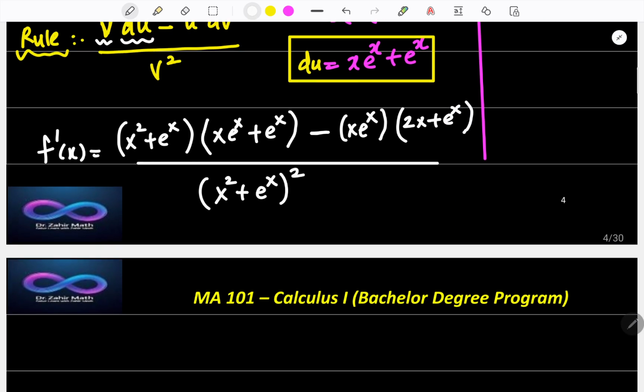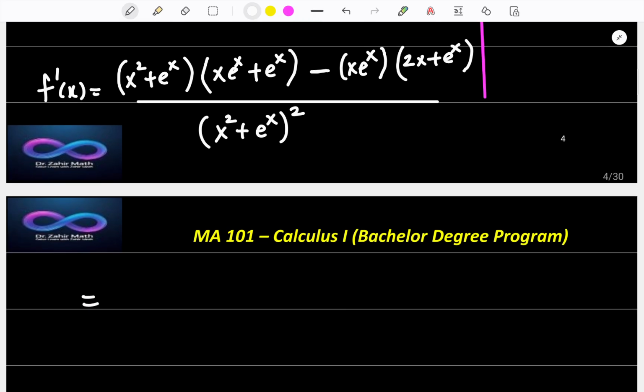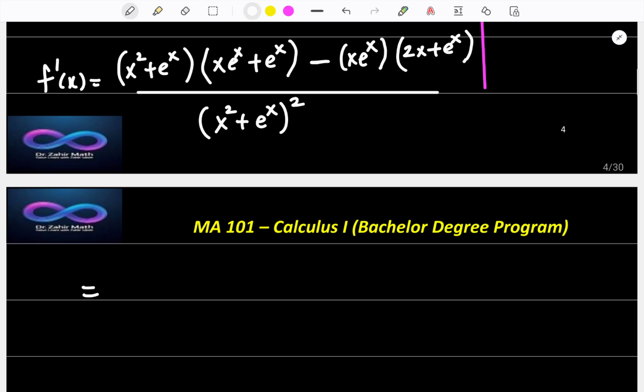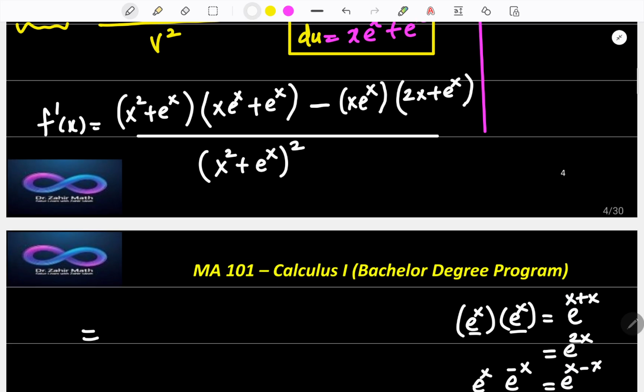Now we are going to simplify, right? Don't simplify the denominator every time. Always try to simplify the numerator. One thing I wanted to say as a rule, e power x multiplied by e power x is e power x plus x. Keep in your mind, when the base is same, power should be added. It is e power 2x. E power x, e power minus x, e power x minus x, which is e power 0.